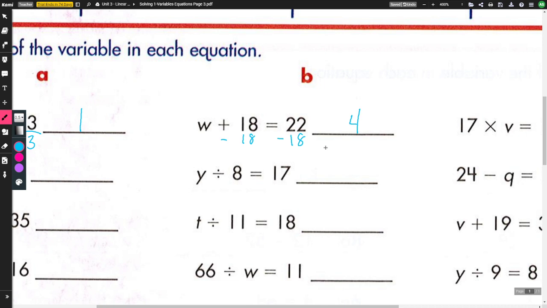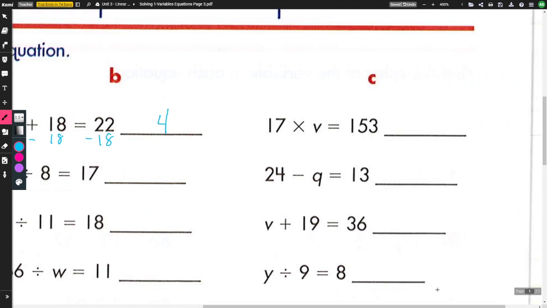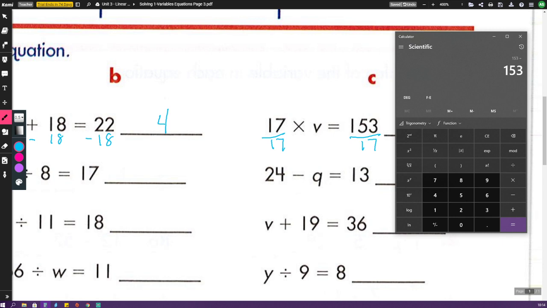If you want, you can use a calculator for this. I'm not going to stop you from using a calculator, but please show what you're doing. Which means here I showed that it was minus 18 on both sides. Here I have 17 times v, multiplication. The opposite is division. I do it to both sides. I do not know this one, so I'm going to pull up my calculator. It'd be like, okay, 153 divided by 17, 9. Awesome.